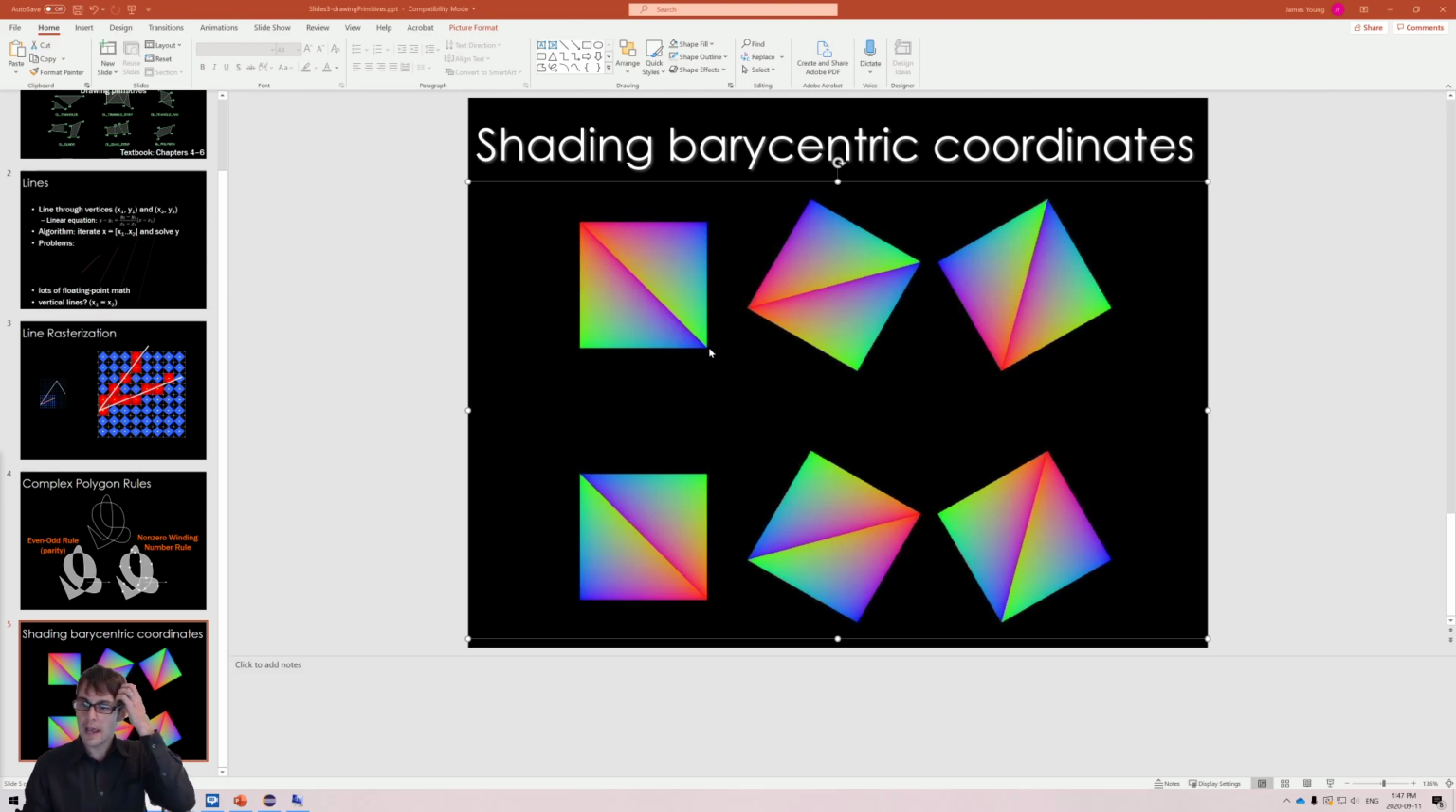And exactly how this breaks down will depend on the orientation of the triangle, the order of your vertices, and also the ratio, I'm trying to say the shape of the triangle.